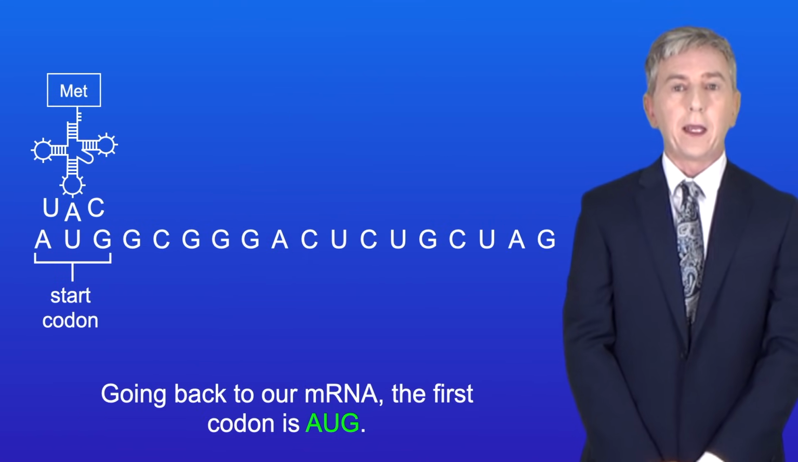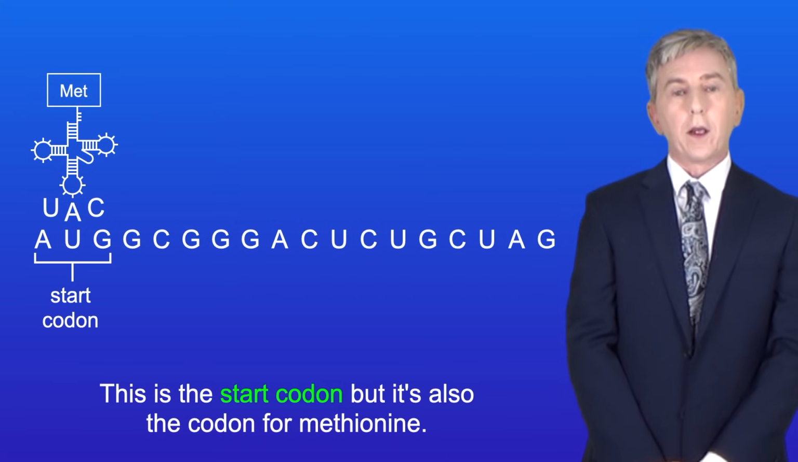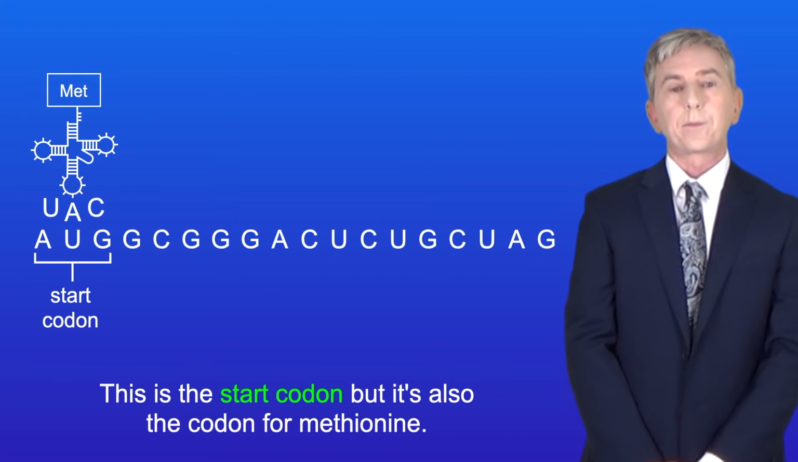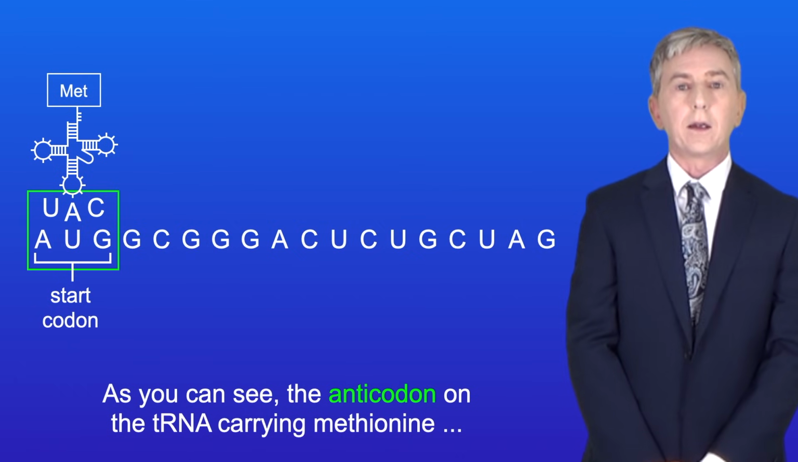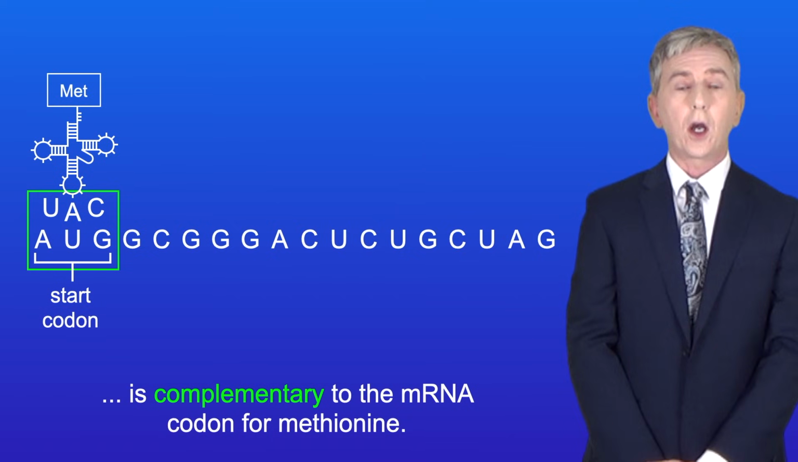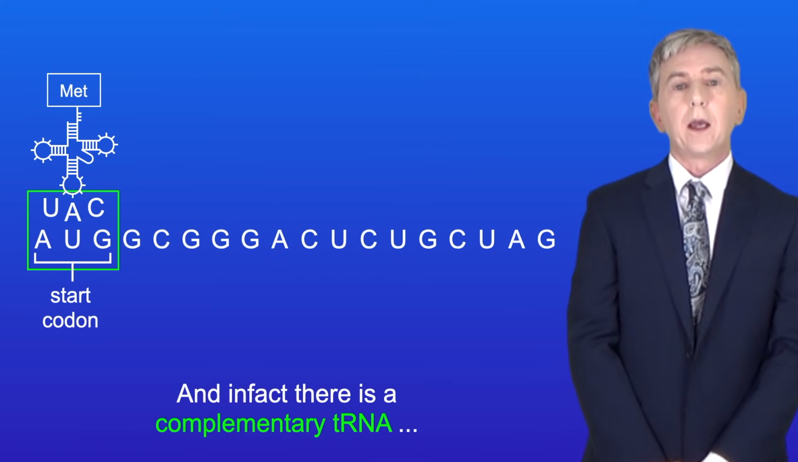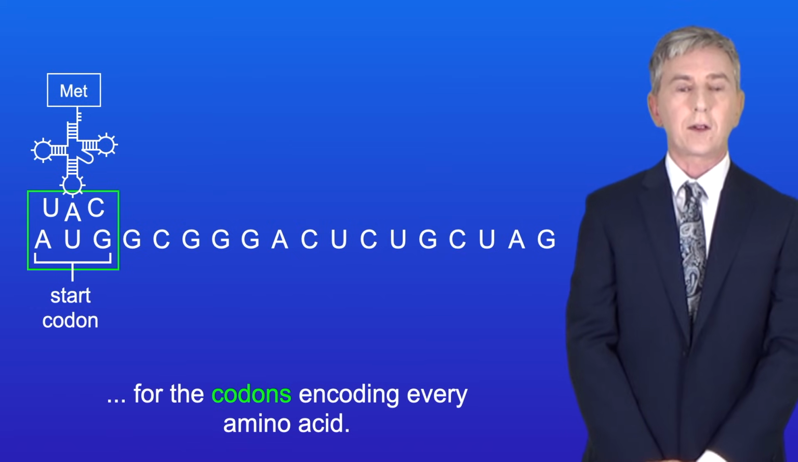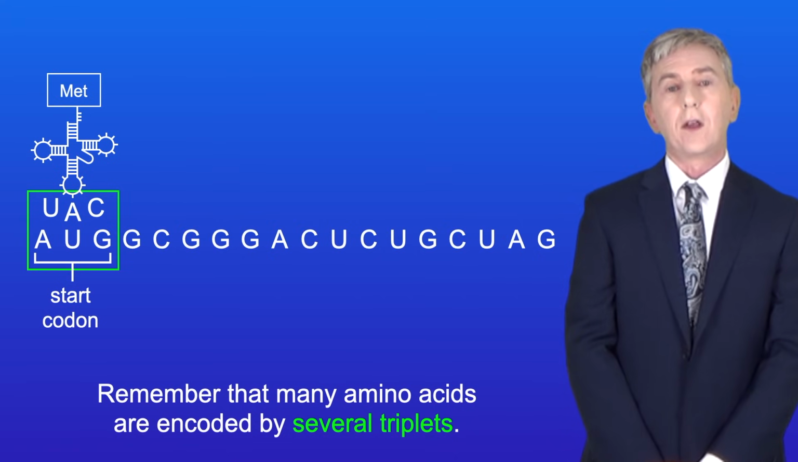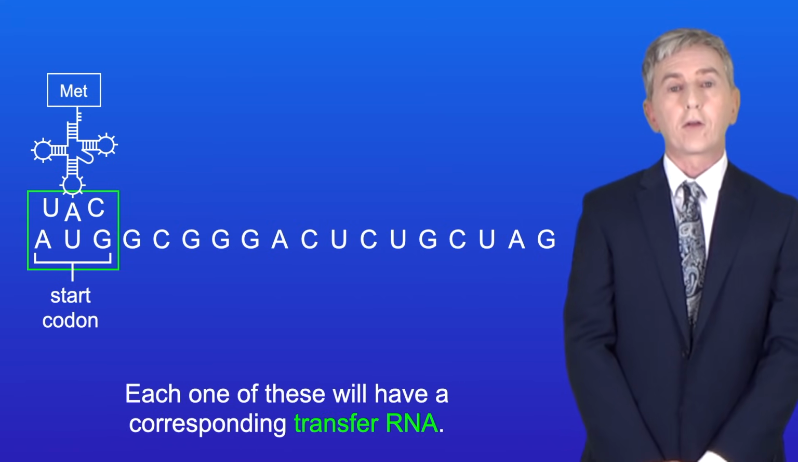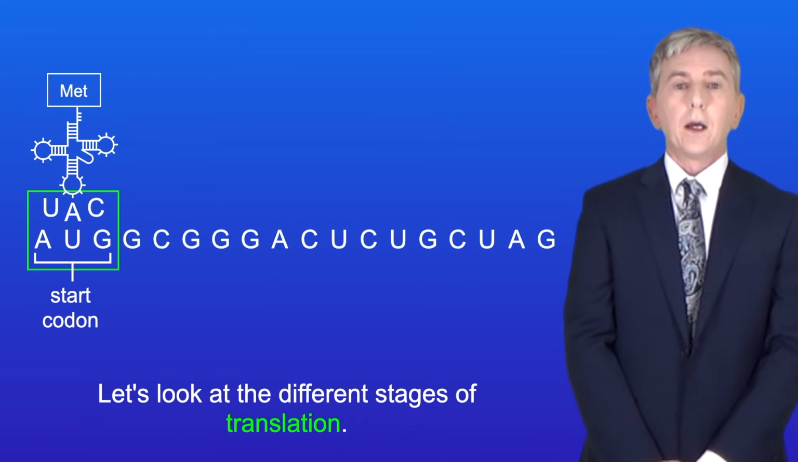Going back to our mRNA, the first codon is AUG. This is the start codon, but it's also the codon for methionine. As you can see, the anticodon on the tRNA carrying methionine is complementary to the mRNA codon for methionine. And in fact, there's a complementary tRNA for the codons encoding every amino acid. Remember that many amino acids are encoded by several triplets, and each one of these will have a corresponding transfer RNA. Okay, so let's look at the different stages of translation.